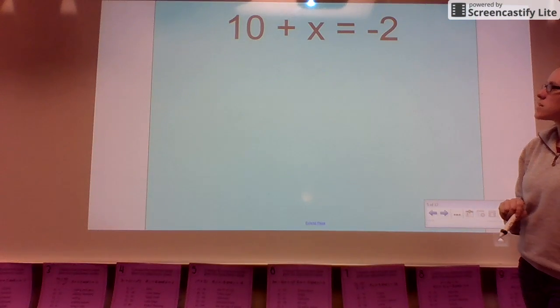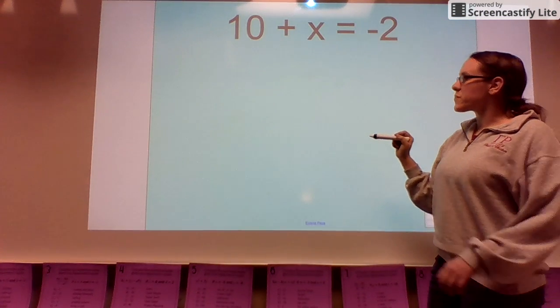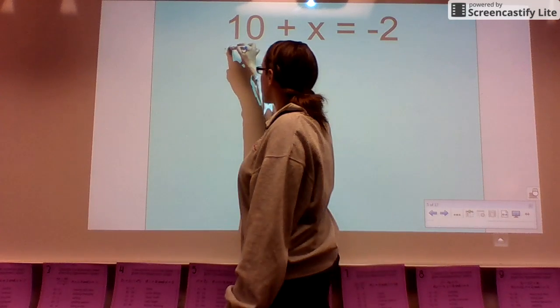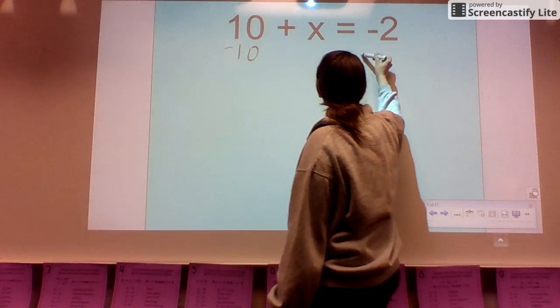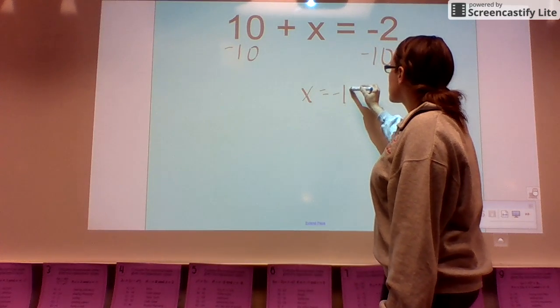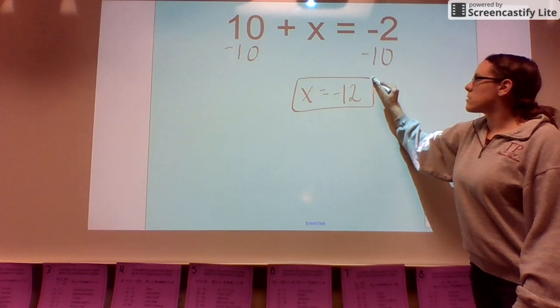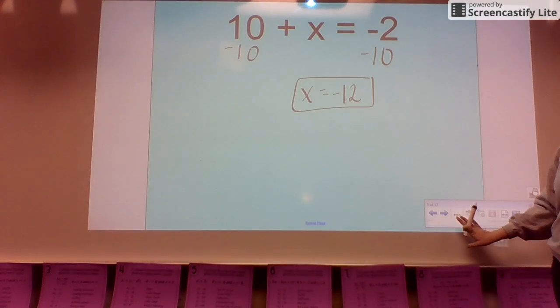Here we have x plus 10 equals negative 2. So we have a positive 10 on the same side as the x. So to get rid of it, we're going to subtract. What we did on one side, we do to the other. X is equal to negative 12 because negative 2 minus 10 is equal to negative 12.